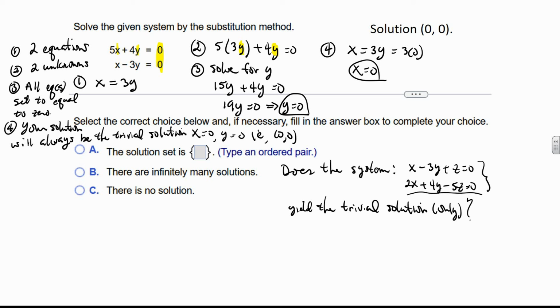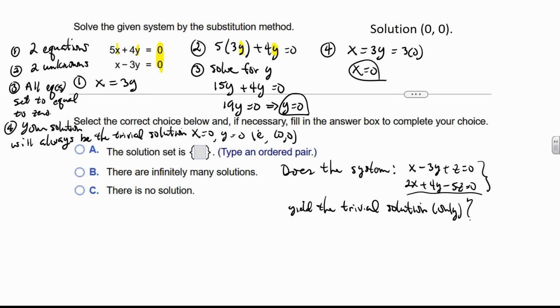Yes. You say yes. Okay, why do you say yes? Because I don't have x and y equals 0. Say it again now. X and y will equal 0. But this is x, y, and z now. X minus 3y plus z equals 0. 2x plus 4y minus 5z equals 0. Does this yield the trivial solution? No. And why do you say no? Because you need z to equal 0.